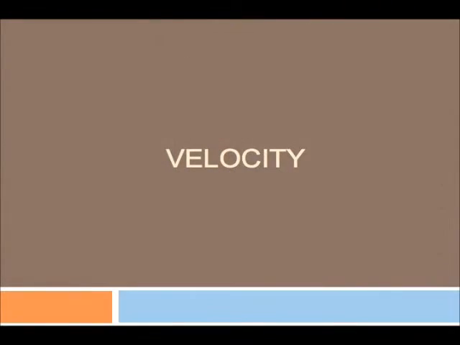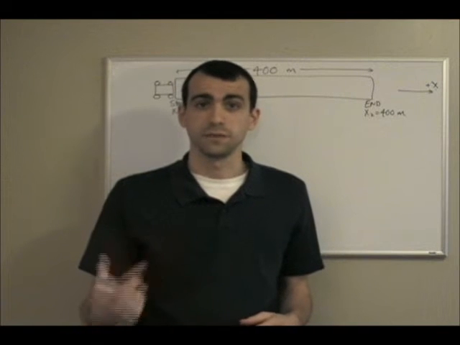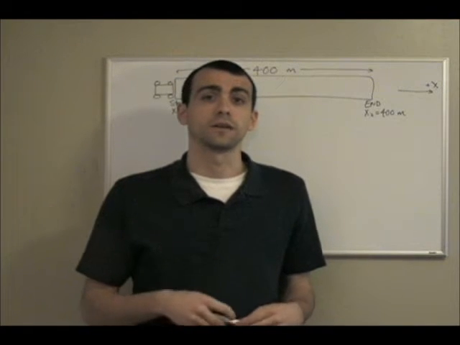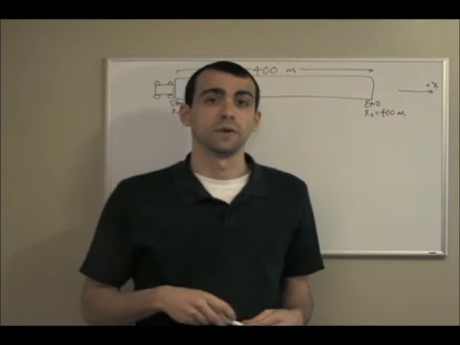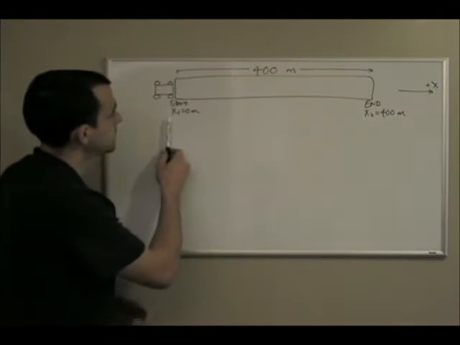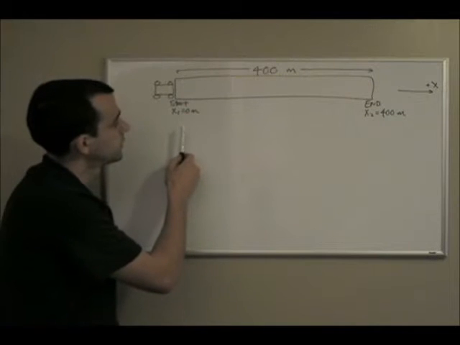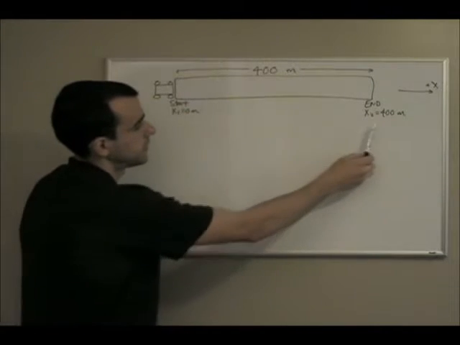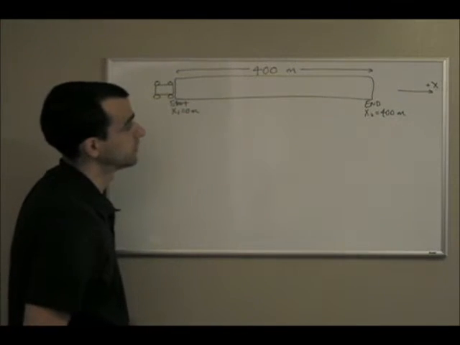Velocity is basically a measurement of how fast something is moving. We have average velocity and we have instantaneous velocity. We're going to start our topic today with average velocity, and we'll go back to our first example with the car at the starting line at 0 meters traveling down the racetrack at 400 meters.